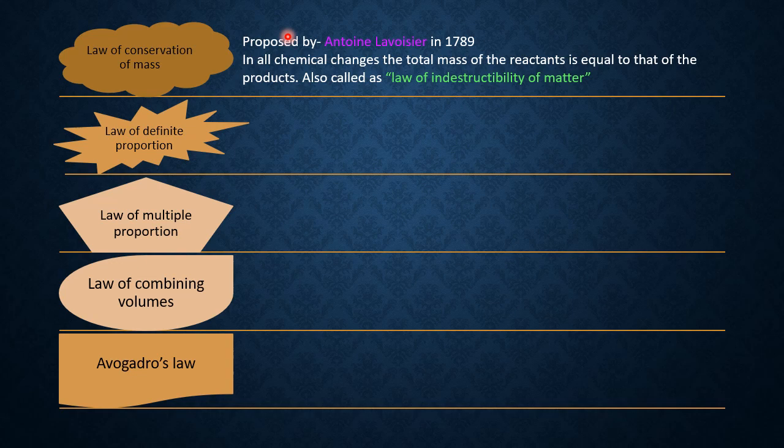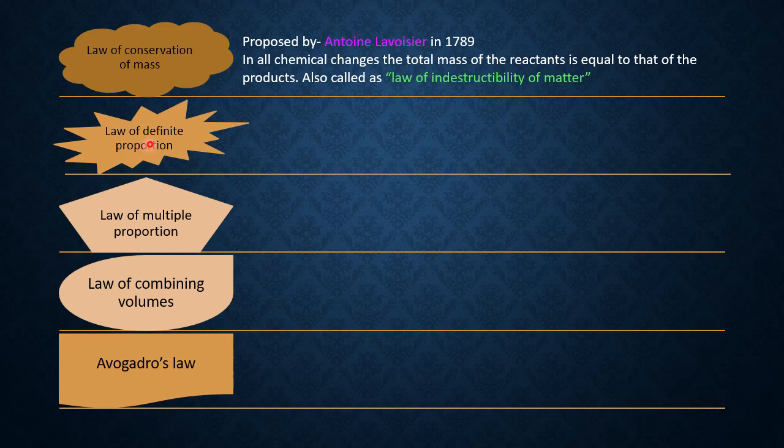Here, as the title says, mass is conserved in the first law; here, proportion is definite. Whose proportion? From this law, compounds are formed. Once a compound is formed, the ratio between the different kinds of elements present in that compound, in that molecule, is definite. This word definite is very important. What is definite? The proportion, the ratio of the elements present in a molecule that is formed, is definite.